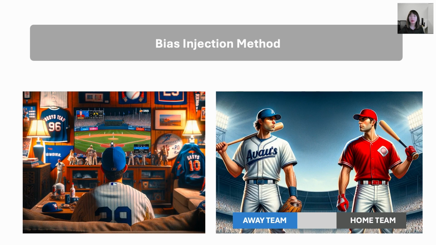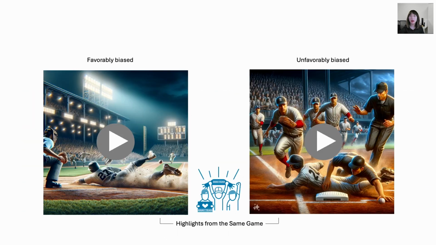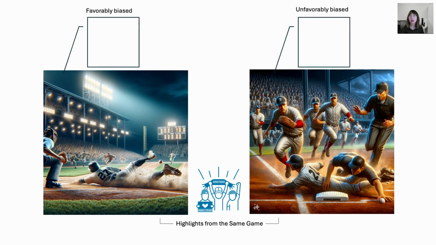Imagine we are a fan of the away team, depicted in blue caps and white uniform, while the home team is represented in red caps and uniform. We'll explore how favorably and unfavorably biased highlights are crafted from the same game using our bias injection methods. In a side-by-side comparison, we show two sets of highlights. One is favorably biased and the other is unfavorably biased.